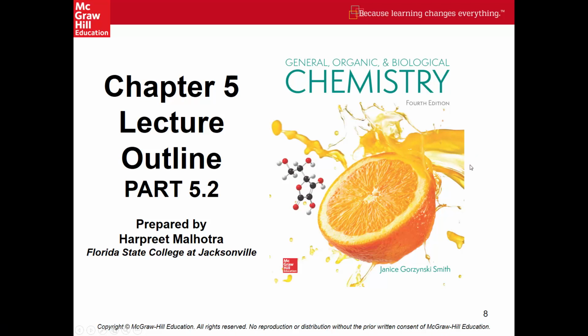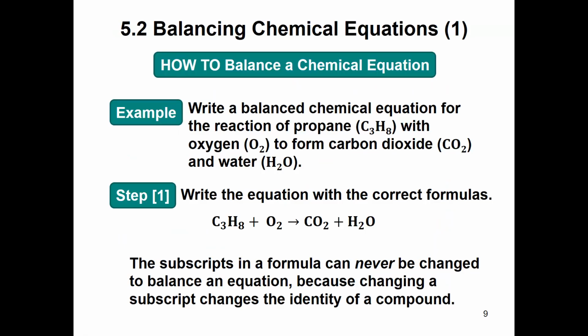In part 5.2, we're going to talk about how to balance chemical equations to ensure that we are getting a true mass balance. So just to describe a little bit about what we're going to do, and then I'll go through a couple with you. Writing a balanced chemical equation for the reaction of propane, which is C3H8, with oxygen, O2, to form carbon dioxide and water. So the first thing we're going to do is write the equation.